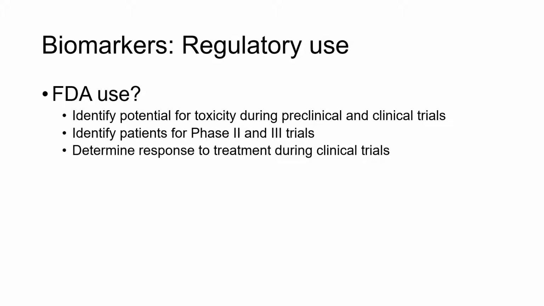So why does the FDA care about biomarkers? Well, there are many reasons. As you might expect, they can use biomarkers to identify potential for drug toxicity during preclinical and clinical trials. Biomarkers can also be used by clinicians to identify patients for clinical trials and ensure proper diagnoses. Next, biomarkers of response can be used to determine response to treatment in patients during clinical trials.